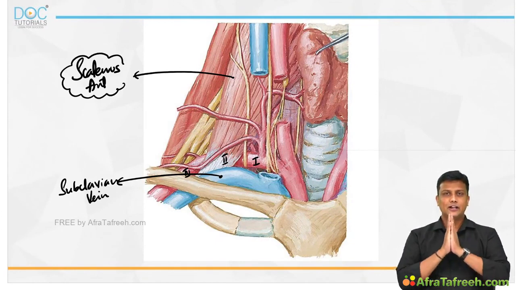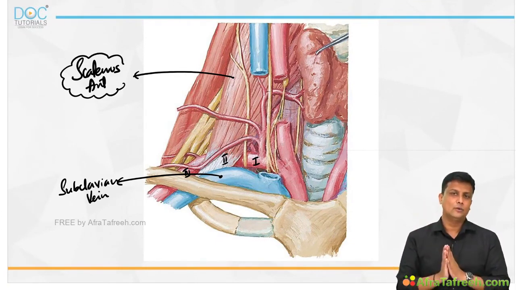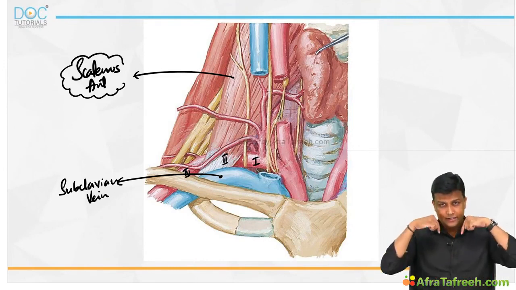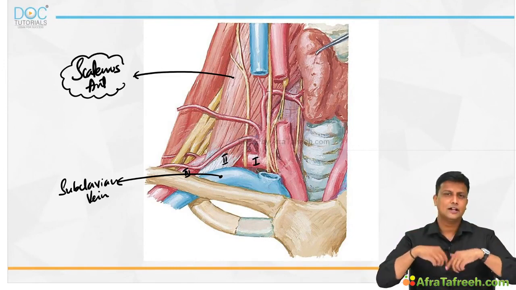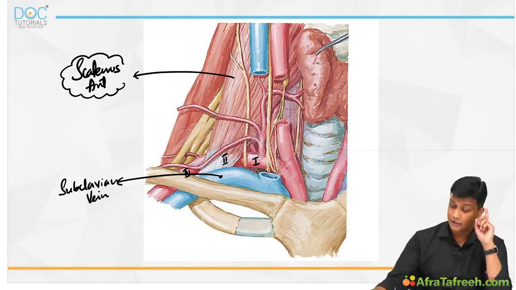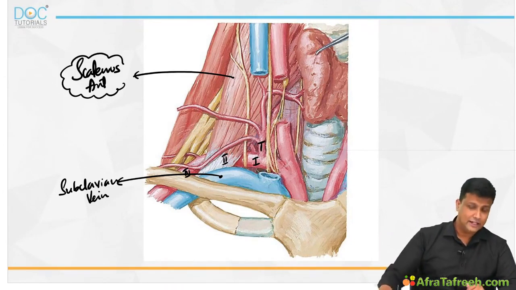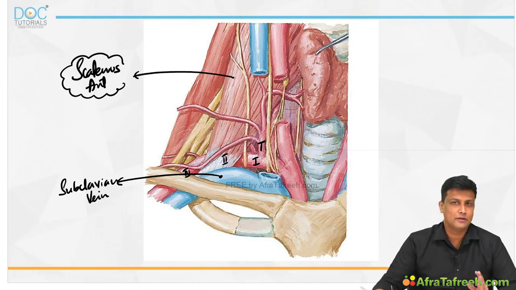V for vertebral artery will be going up, not seen in this diagram, you leave that one. I for internal thoracic artery will be going down into the thorax, that is also not seen in this diagram, you leave that one. The last one that you are able to see here is only T. There is a T here, and the T stands for thyrocervical trunk.